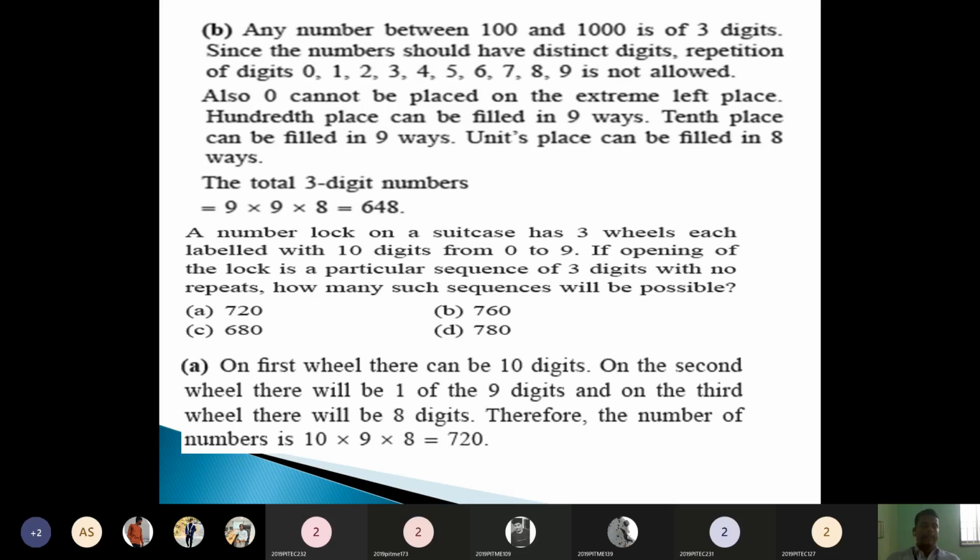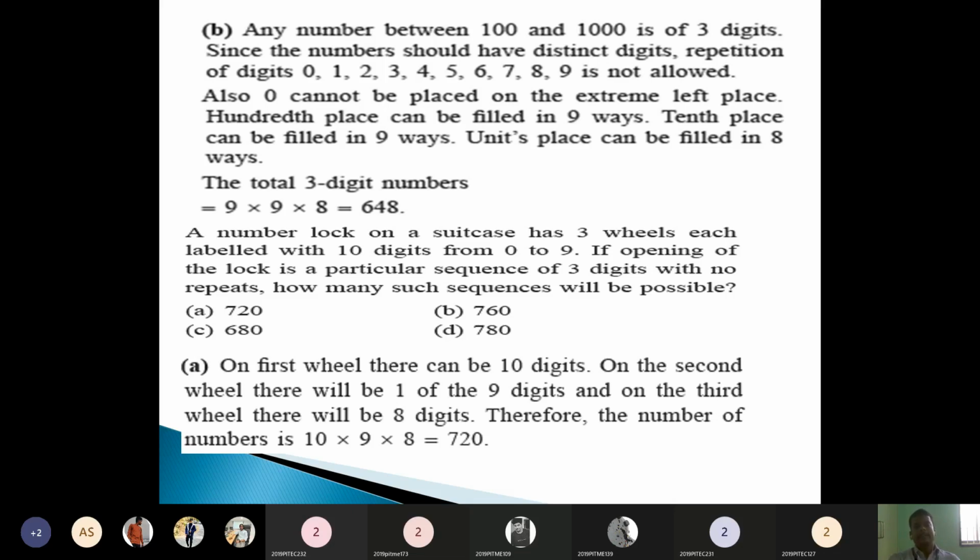So now next one, a number lock. Okay, the same concept I extend to this, but watch carefully. It's simple. Here, a number lock on a suitcase has 3 wheels, each labeled with 10 digits from 0 to 9. The lock opens with a particular sequence of 3 digits with no repeats, similar to the previous one. So how many such sequences will be possible? Okay, so here in the leftmost place, 0 is also possible.